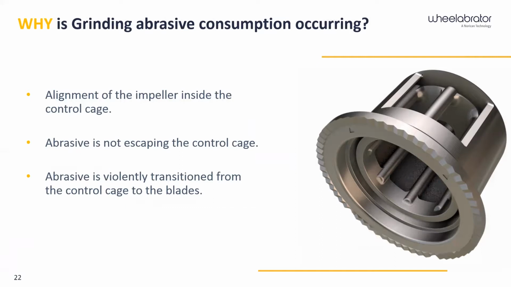And then another area is the abrasive is violently transitioned from the control cage onto the blades. I didn't put it in here, but I have another high-speed video that shows that transition of the abrasive coming out of the control cage. It is not a nice fluid transition. Those blades are rotating around, and it is a very violent slapping action, almost like a paddle wheel. So those are some of the areas where abrasive consumption can be increased due to what's happening inside your blast wheel.